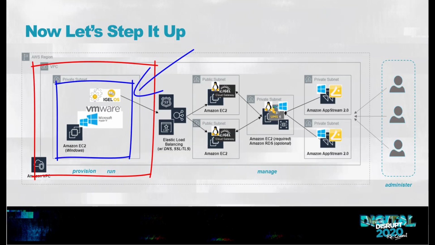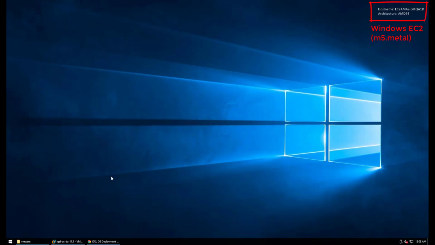Now it's time to focus on getting our IGEL OS thin clients up and running in EC2. For the demo, we'll be using VMware Workstation to keep it simple, but most customers will want to use VMware ESXi or Microsoft Hyper-V, both of which will work here as well. For the hypervisor, we're using an M5 Metal Windows EC2 instance.